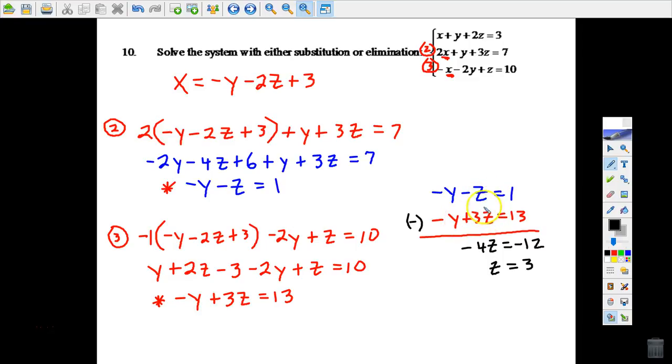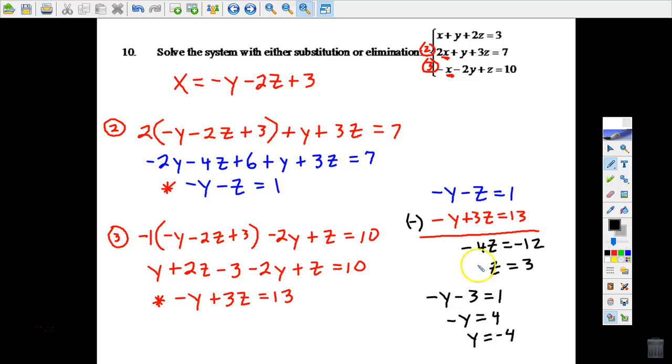So I can replace either one of these, doesn't matter. So I'll just go with the blue one. Negative y minus 3 equals 1. Negative y equals 4. So y is negative 4.